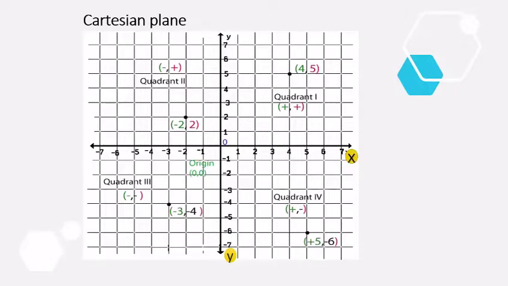Finally, in fourth quadrant, you can see positive side of x-axis and negative side of y-axis. So, a point in this quadrant will have its x-coordinate positive and y-coordinate negative. For example, if we take the marked point, its x-coordinate is +5 and y-coordinate is -6. So it is 5, -6.